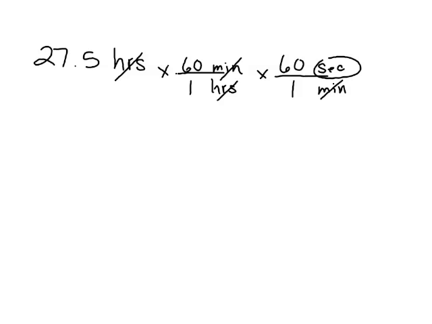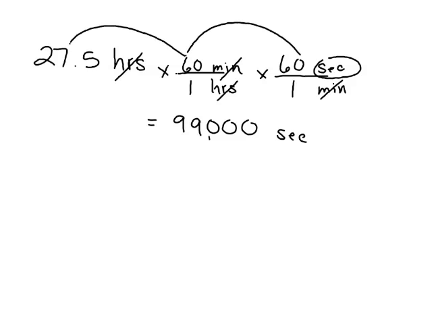99,000. No, one more zero. Stop. What's my unit? Seconds. How did you find that answer? 27.5 times 60 times 60. And then on the bottom, 1 times 1, just 1. Okay. So I just converted hours into seconds. So there's 99,000 seconds in 27.5 hours.